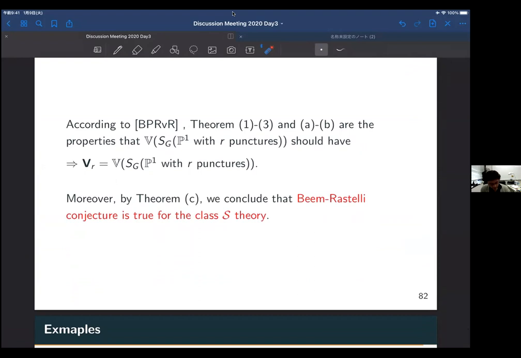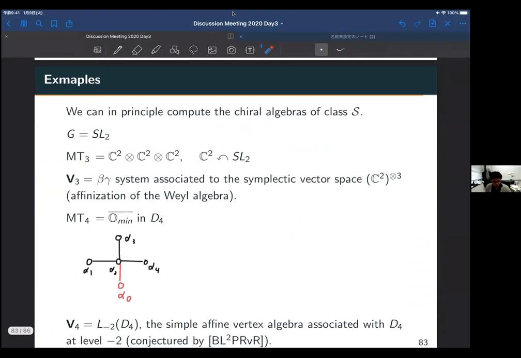I have only 2 minutes. No, you have 7 minutes, Professor. I have 7 minutes. Yeah, so maybe I explain an example. This is the case when the group is SL2, and I'm writing here the three-punctured case. In this case, the Higgs branch is just a tensor product of C2, which is naturally a symplectic variety. The corresponding vertex algebra is the so-called beta gamma system. The quantization of the space is a Weyl algebra, naturally, and the beta gamma system is the natural affinization of a Weyl algebra. So for this case, the variety and the vertex algebra are quite simple.